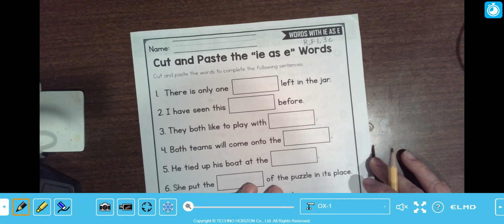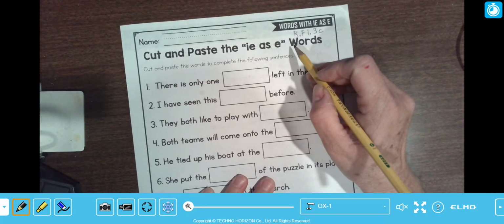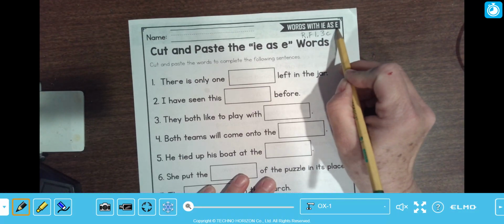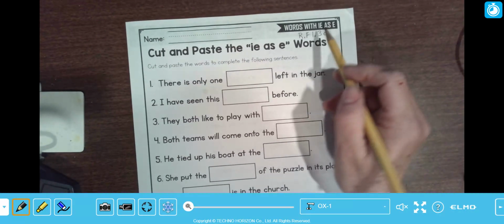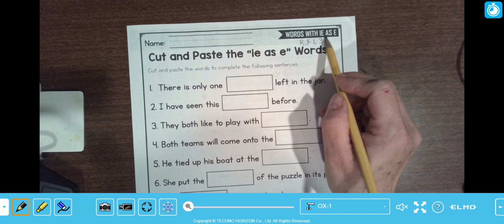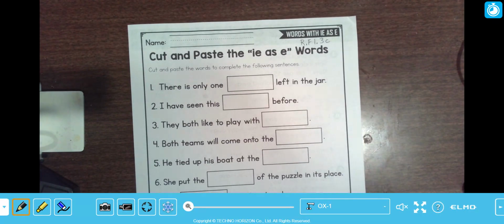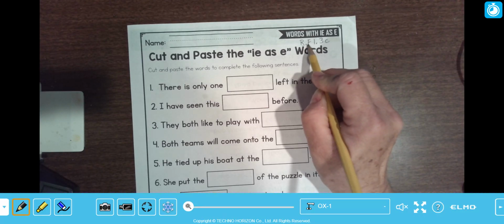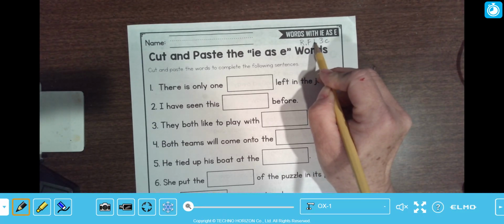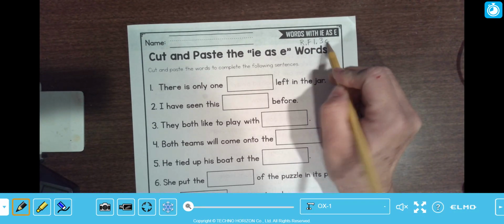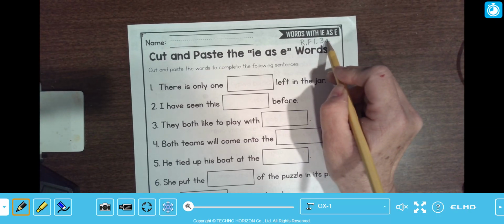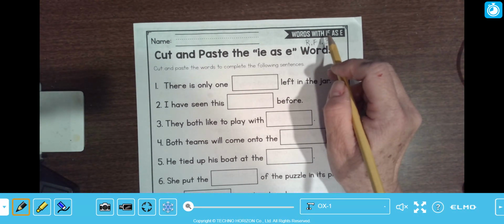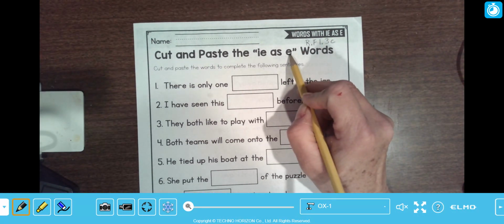And today we're going to be working on this page here. The title is Words with IE as E sound. Sometimes the IE has an I sound, but in this page it's got the E sound. Our standard for today is RF, which stands for Reading Foundation, 1, which stands for first grade, 3C. That's the standard about reading words with the long vowel sounds. So E is a long vowel sound.